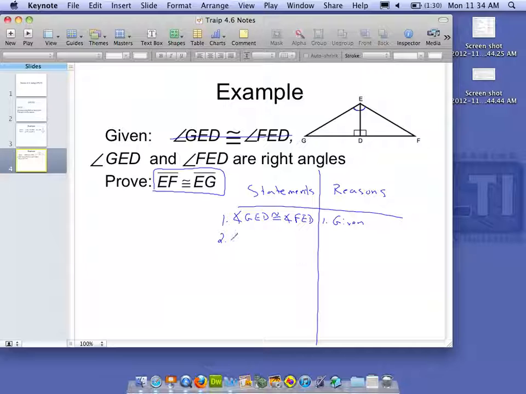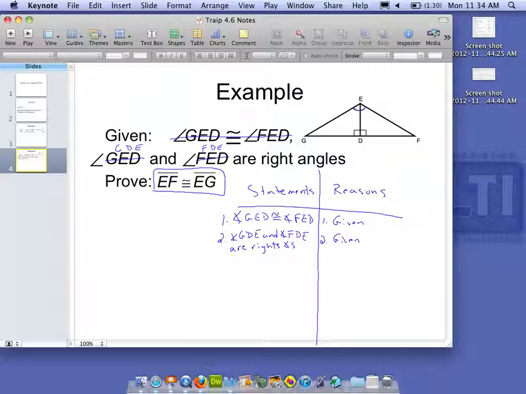Then we're told that angle, this looks not exactly correct. Angle GED and angle FED are not right angles, so let's fix this right here. It should be angle GDE and FDE are right angles. So GDE and FDE are right angles. Sorry about that mistake.